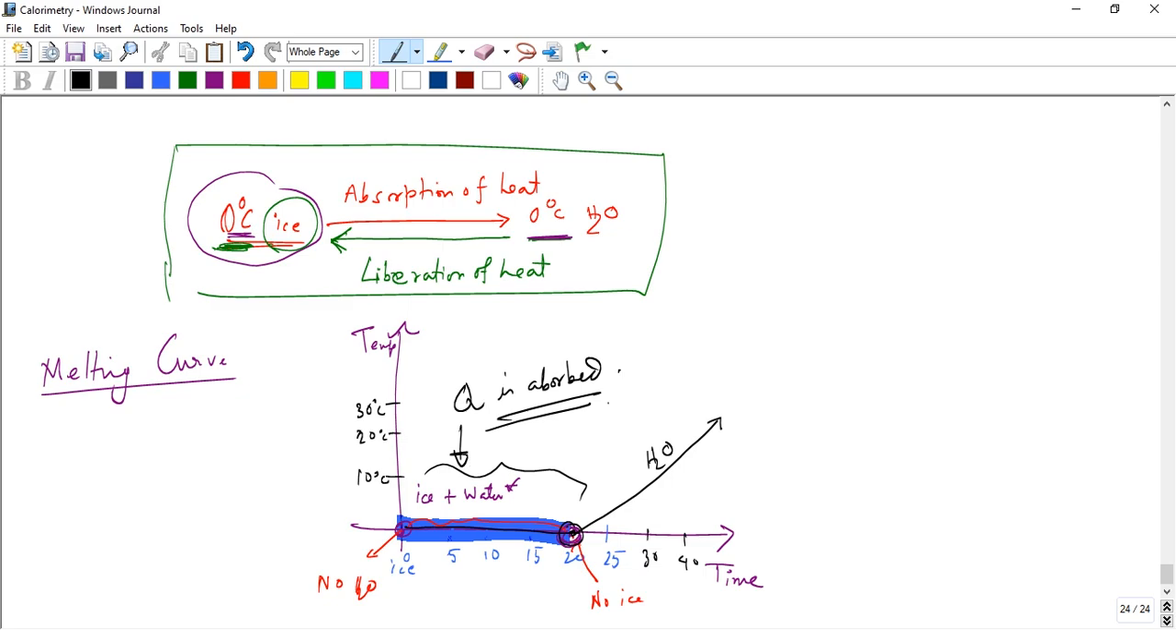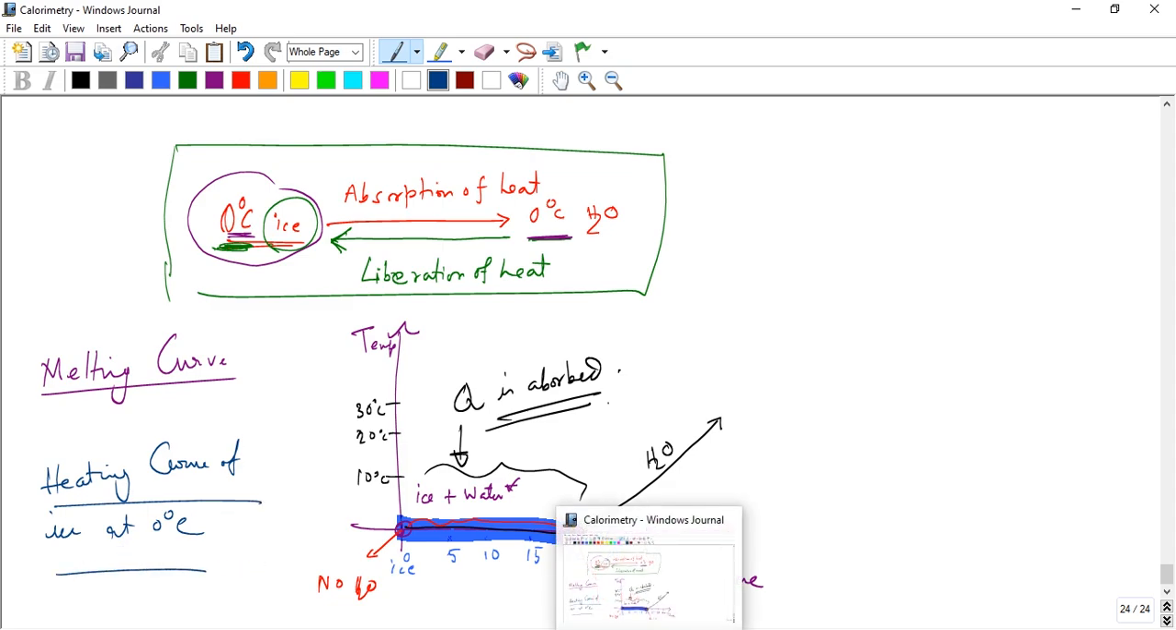That's the heating curve of ice at 0 degree. This graph is called the heating curve of ice at 0 degree centigrade.